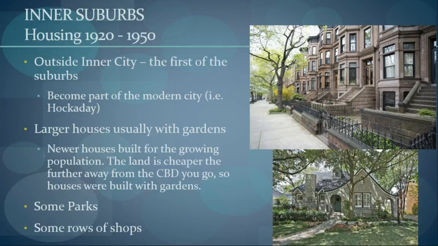You'll find that there are larger houses, typically with gardens. They're newer, built for a growing population. Land was cheaper. It's probably more expensive now because it's part of the modern city. You'll have some parks, some shops, things like that.